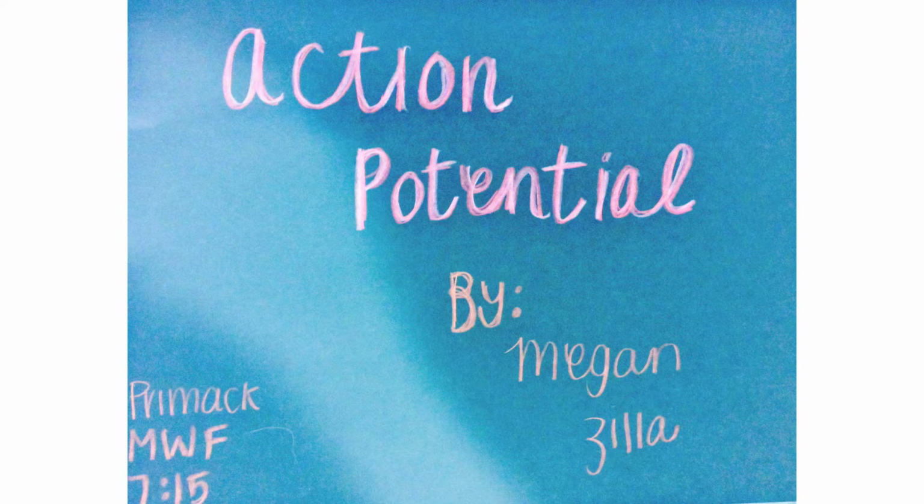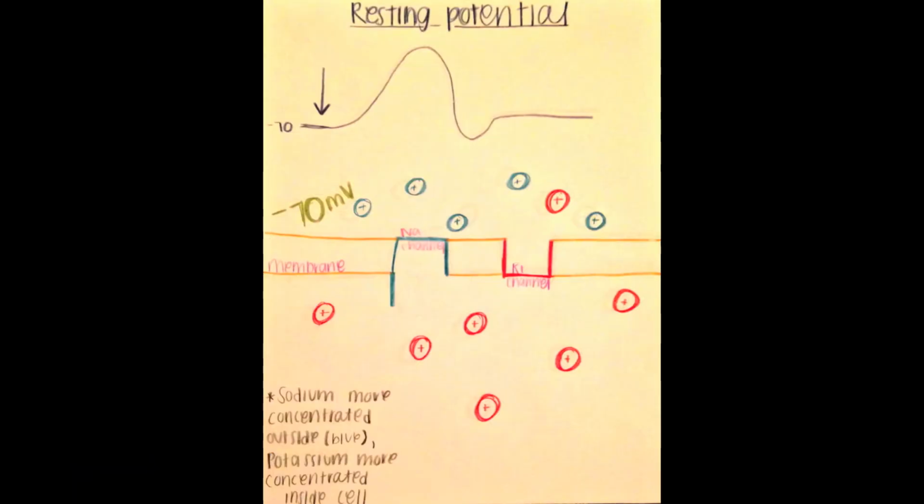Action potential occurs in an excitable cell. They only occur at the nodes of Ranvier when a stimulus occurs. The first phase of action potential is the resting phase.